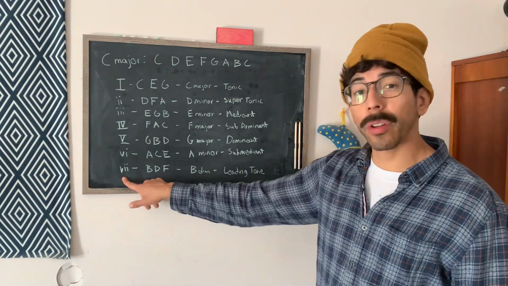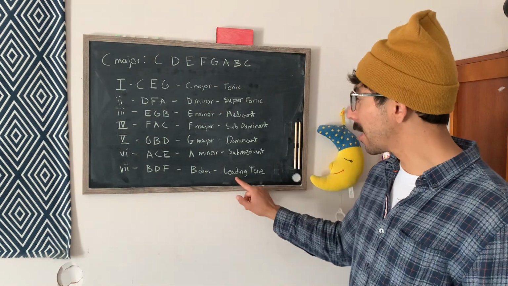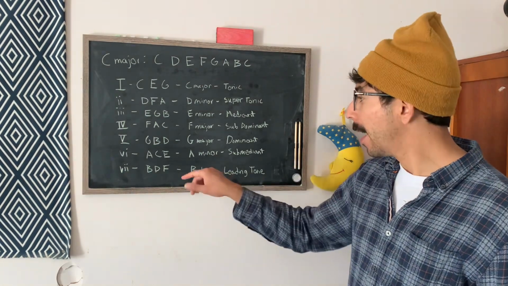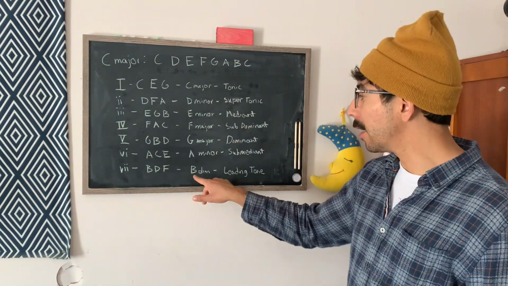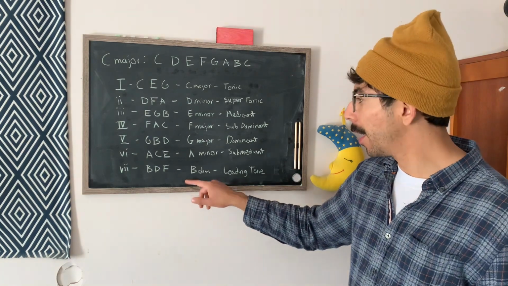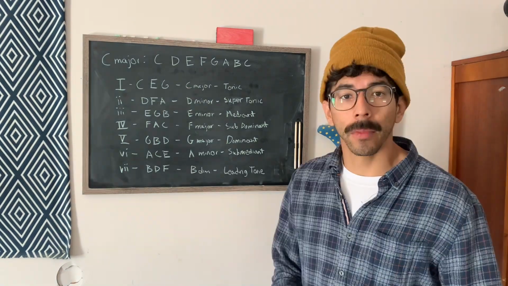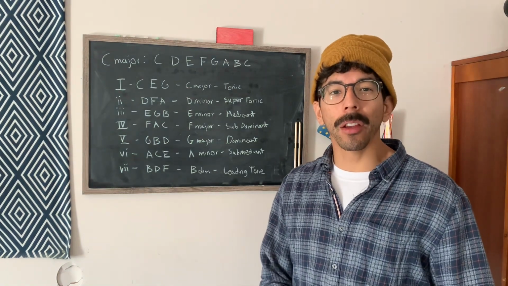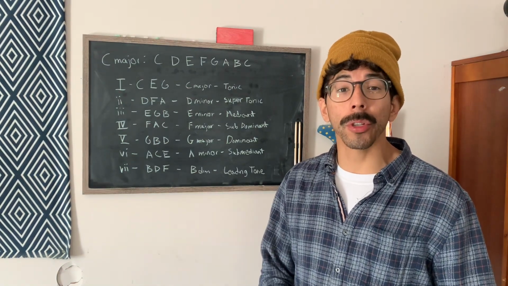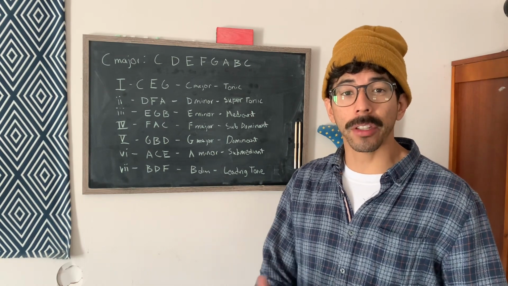Now we get to the last one, which is the 7th chord, also known as the leading tone of the major scale. And in the case of C major, it is a B diminished chord, and it is built from the notes B, D, and F. In a future episode, I will be talking more about chord qualities and also diatonic chords in the minor scale.